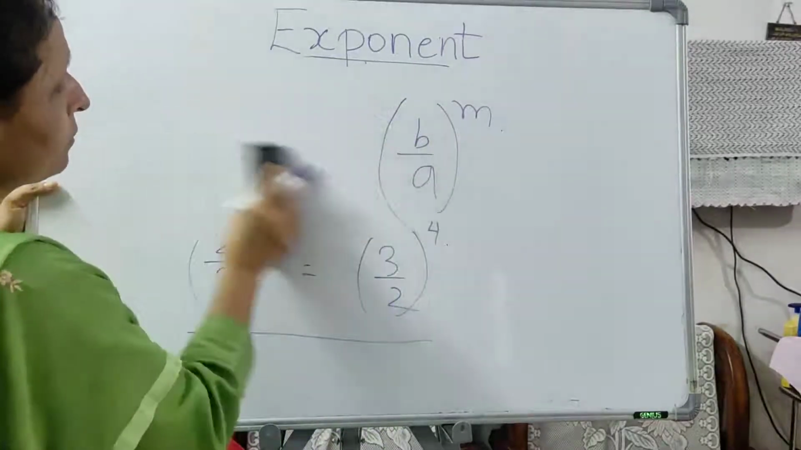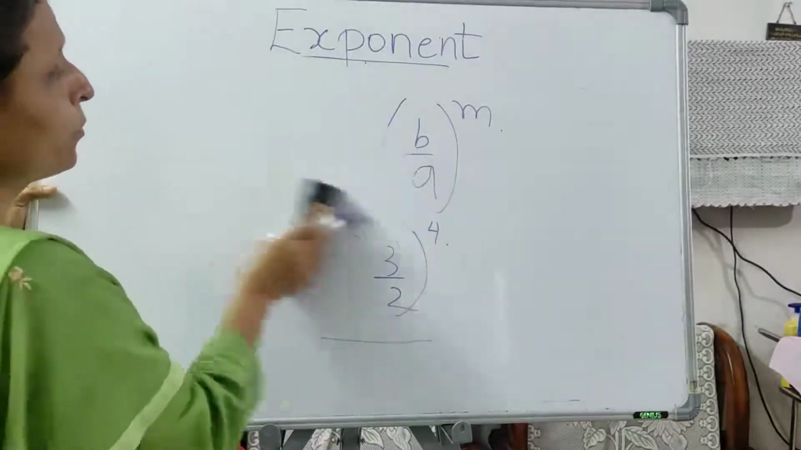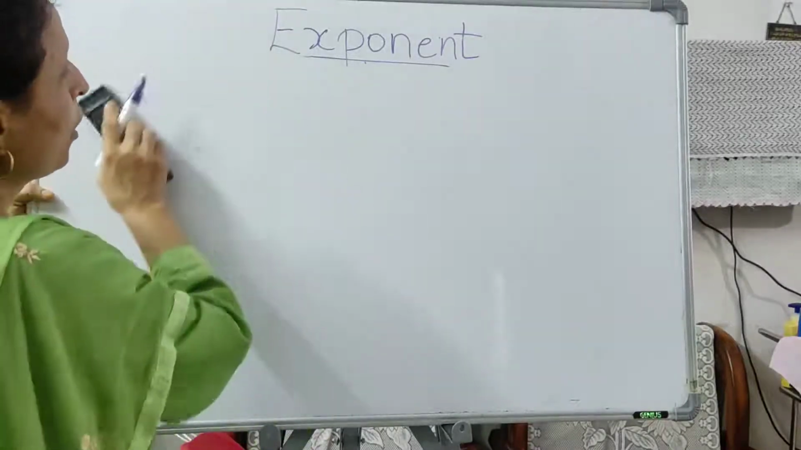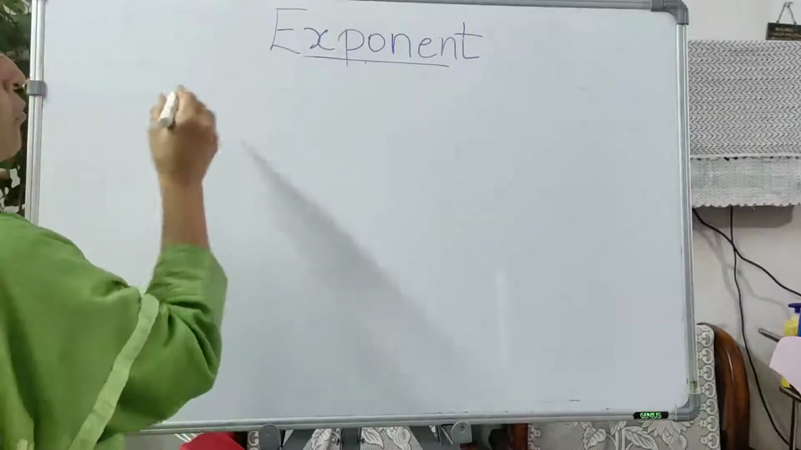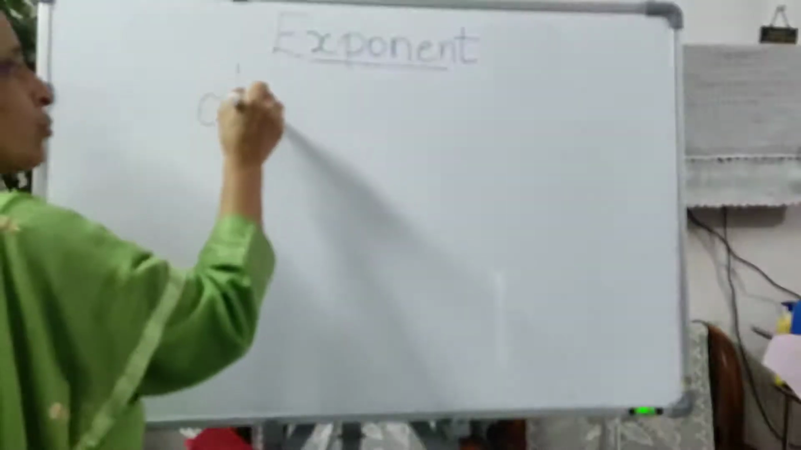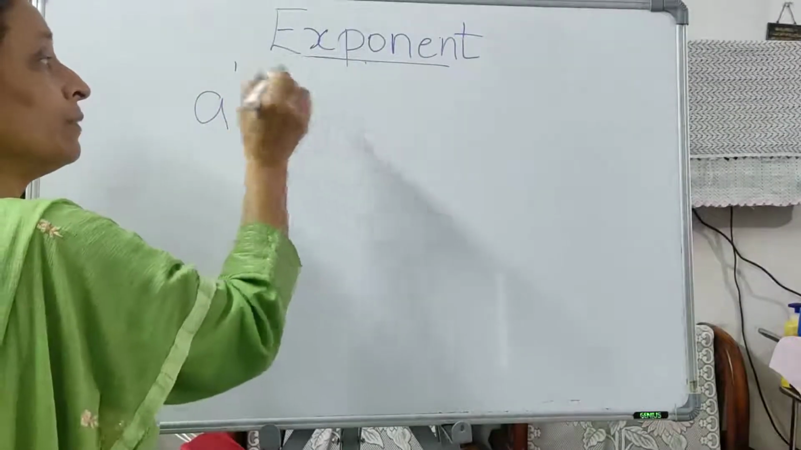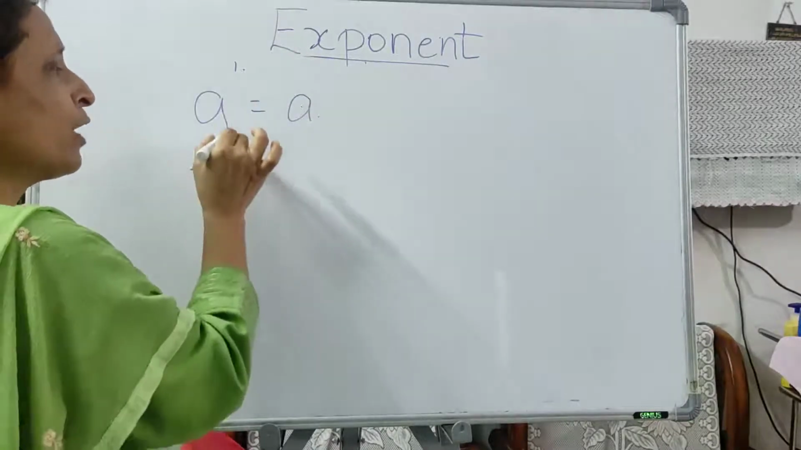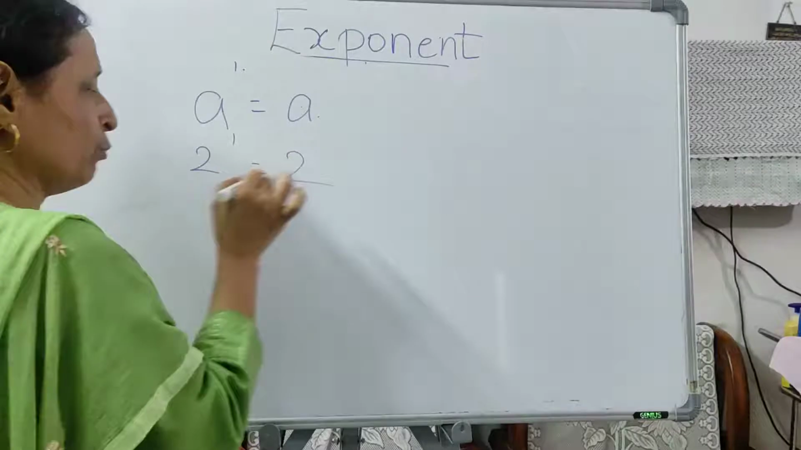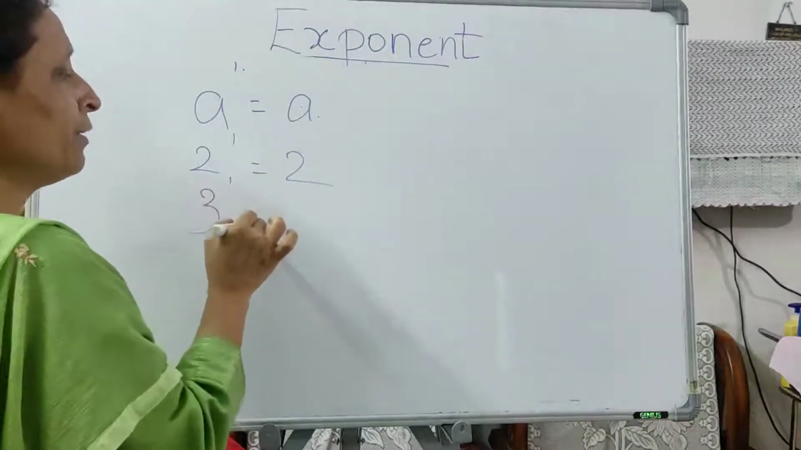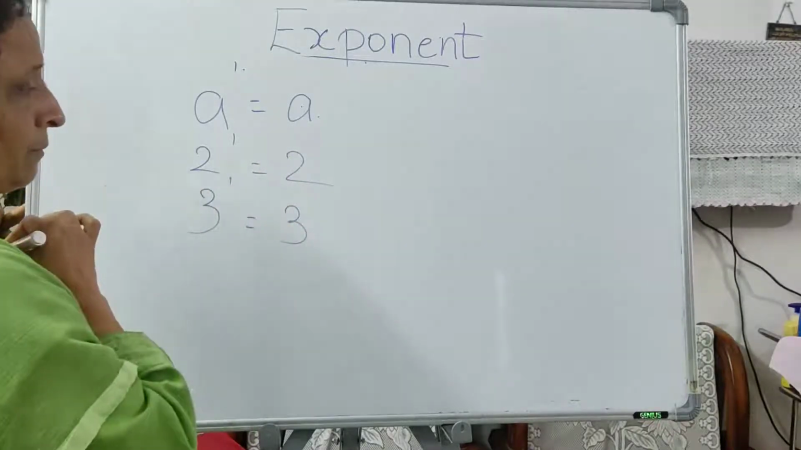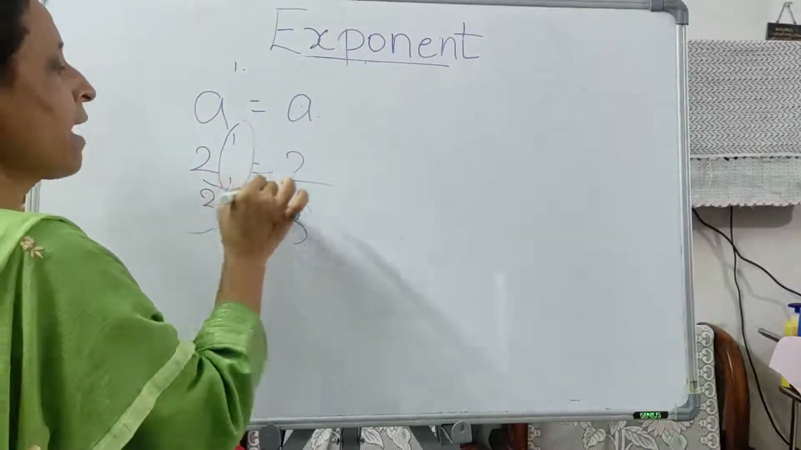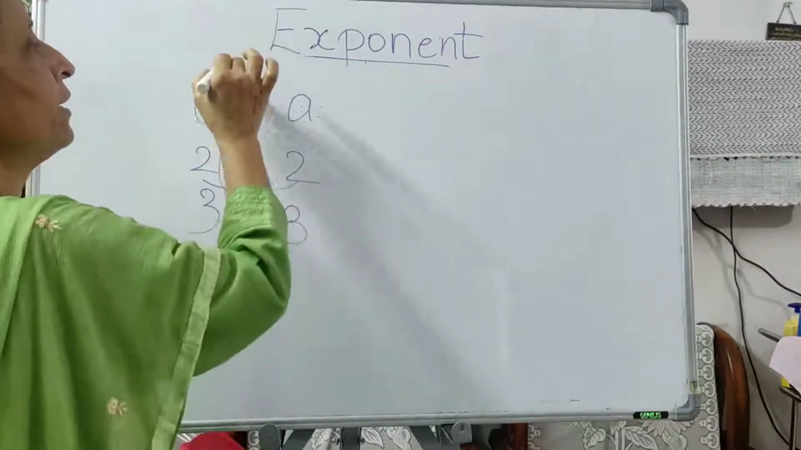Now, for indices, whatever is raised to 1, whatever the number, stays the same. If I have a raised to 1, it will remain a. 2 raised to 1 will remain 2. 3 raised to 1 will remain 3. Whatever the number, it will remain the same when the exponent is 1.